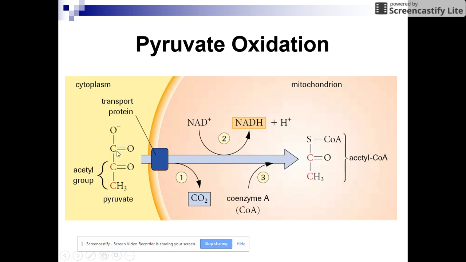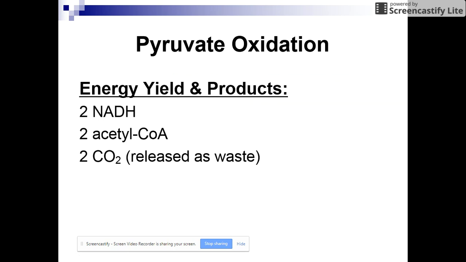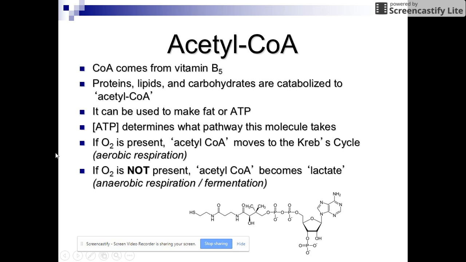Here's an image showing it. Please make note that the pyruvate was produced in the cytoplasm, and it's got to get into the matrix where these reactions occur. So the pyruvate has to go through a transport protein. There's the CO2 that's removed to make it a 2-carbon molecule. There's the NAD plus being reduced to NADH. There's the coenzyme A being added. And you get the acetylcoenzyme A, which is the final product of pyruvate oxidation. Here's the energy yield: 2 NADH, 2 acetylcoenzyme A, 2 CO2 molecules released as waste.